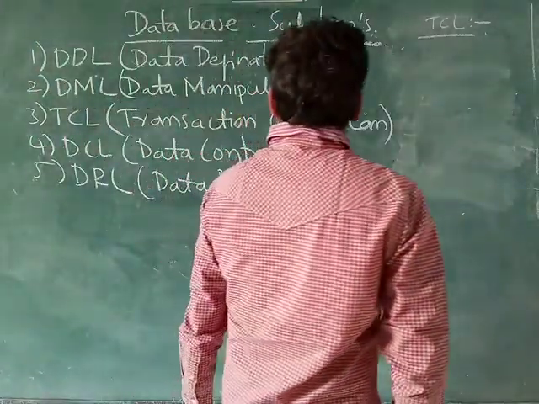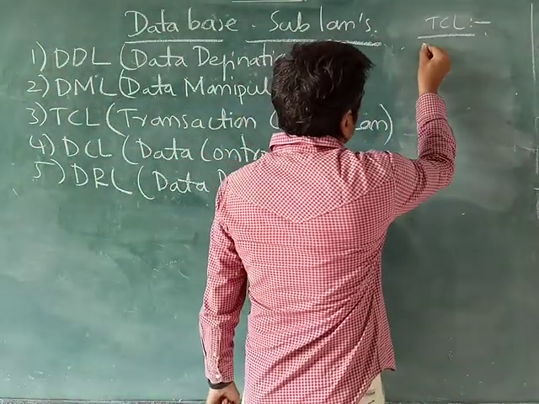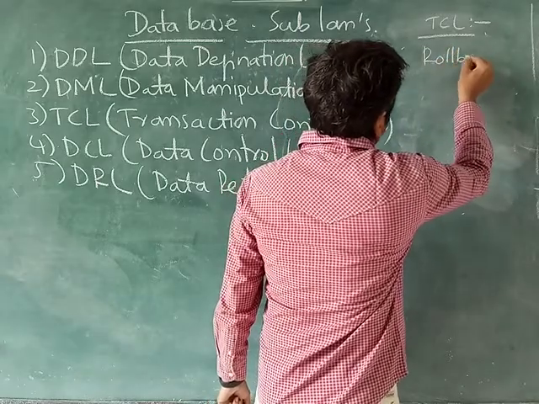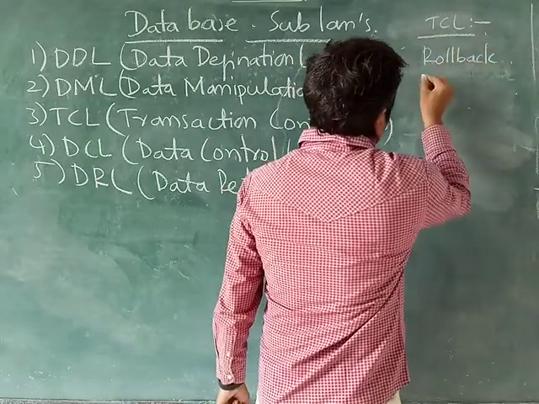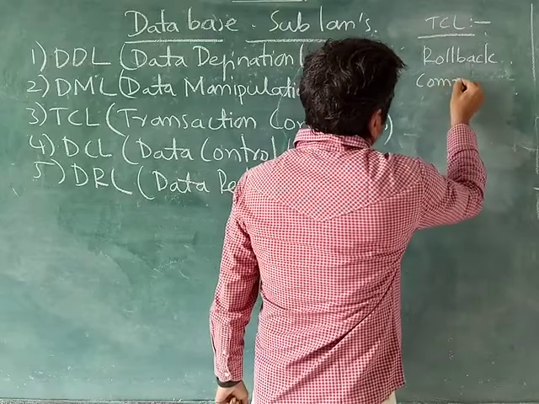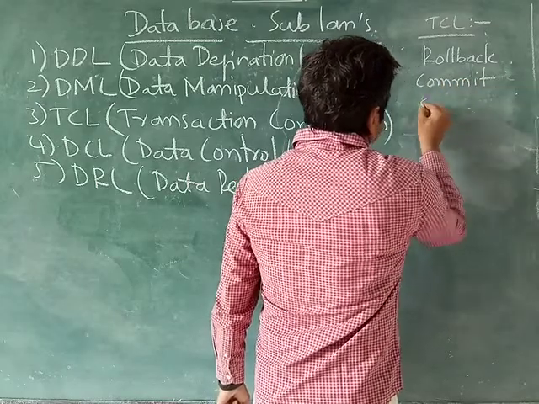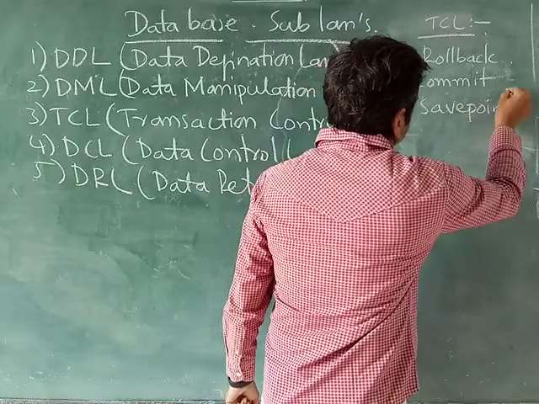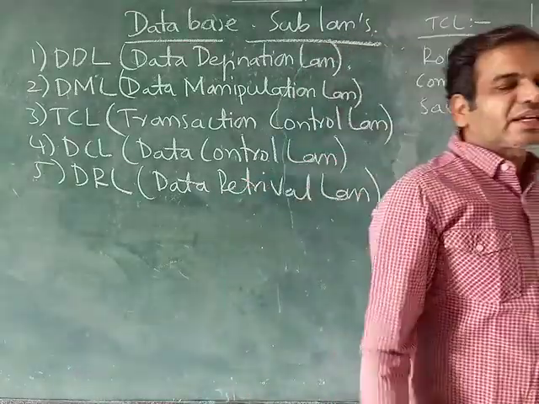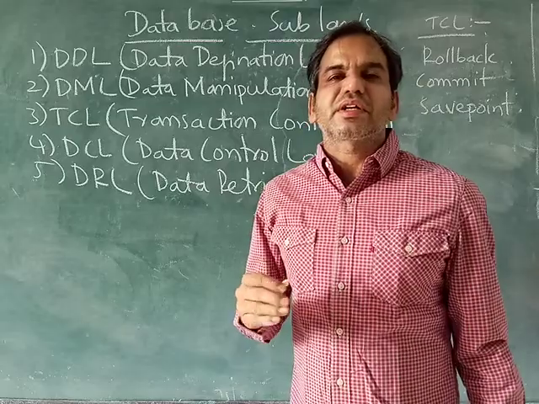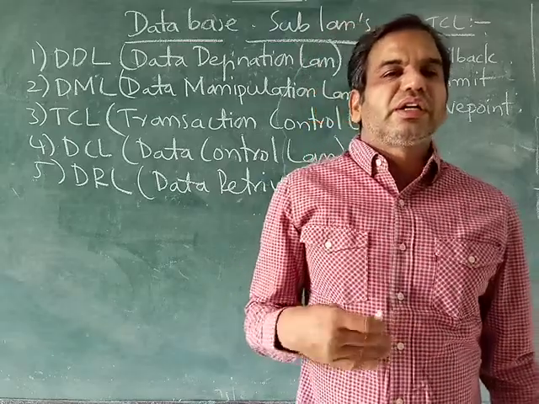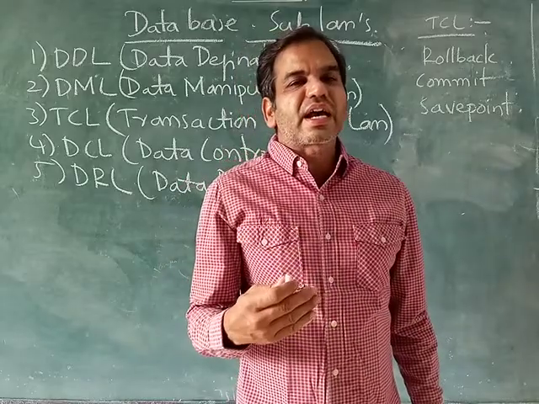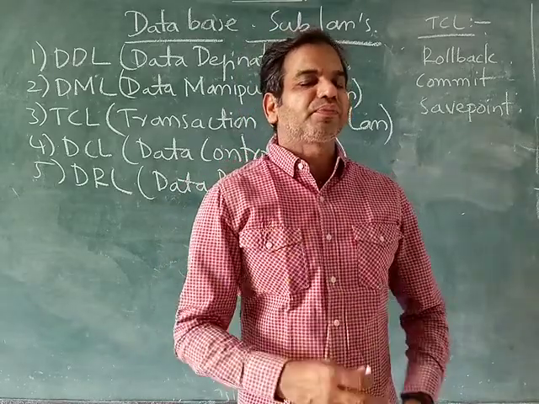See, TCL commands are rollback, commit, save point. TCL means transaction control language. TCL commands are used to save the transactions permanently using the commit.